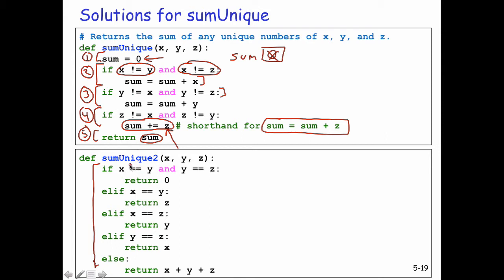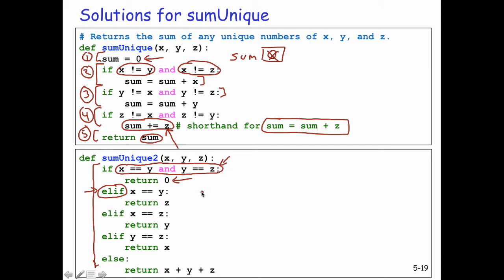Okay, in our first test, we test if x is equal to y and y is equal to z. Well, if that's true, x, y, and z must all be the same number, in which case none of them is unique, and we can immediately return a 0. Let's say we now make it to our second elif. In order to make it to the second elif, it must be that the first test here was false.